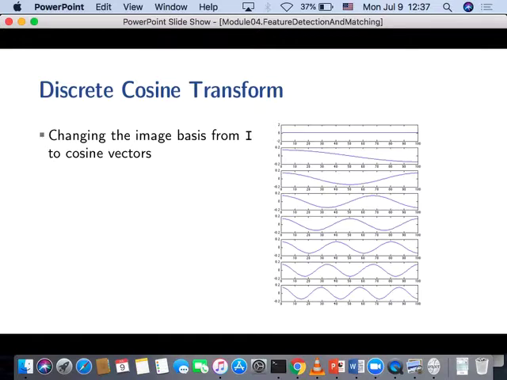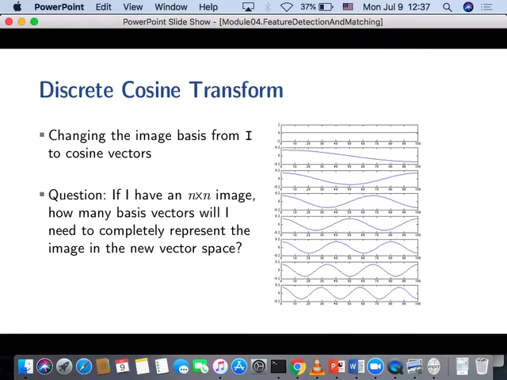You can prove this yourself if you want to, or you can generate these cosine bases in MATLAB and try to take their dot product. They do form an orthogonal basis. Each of these vectors is orthogonal to each other. Okay. So if I have an n by n image, how many basis vectors will I need to completely represent this image in a new vector space?